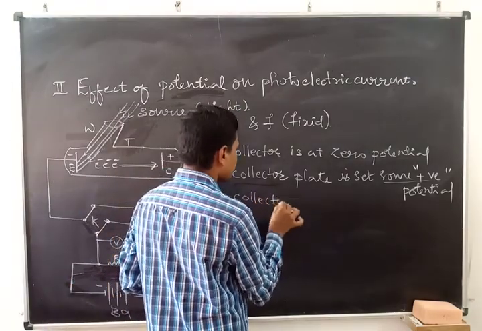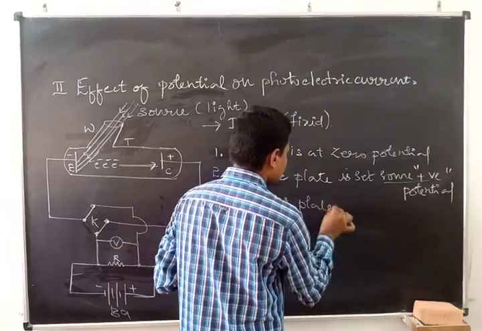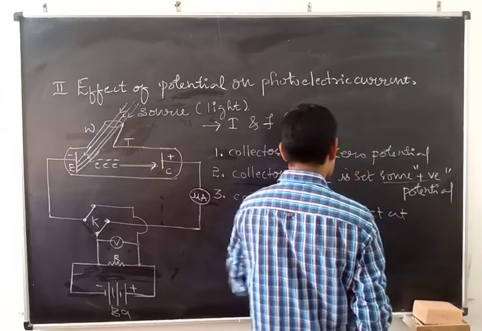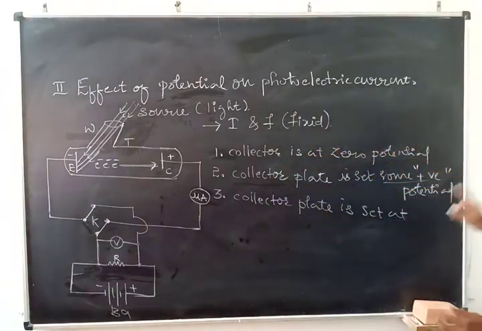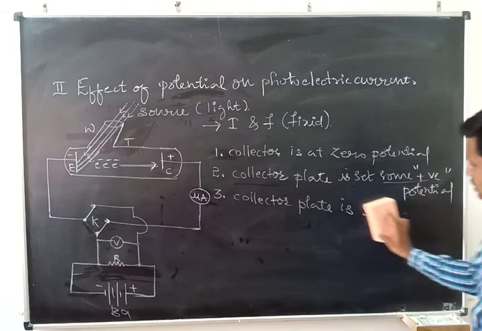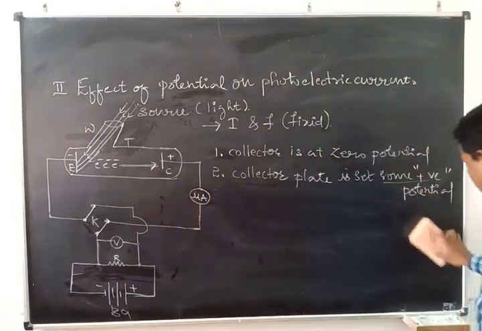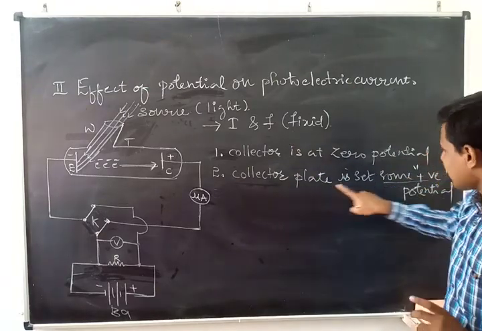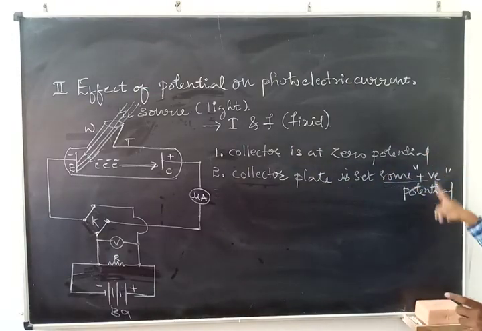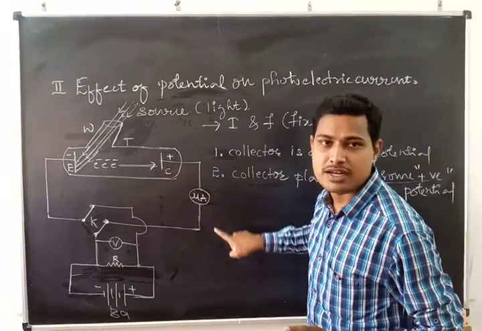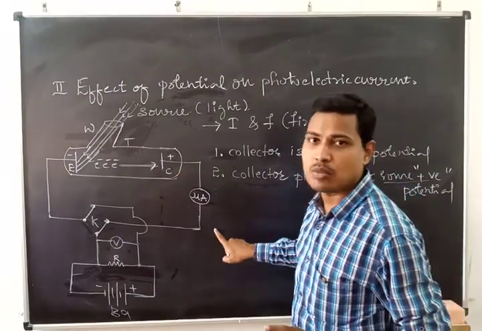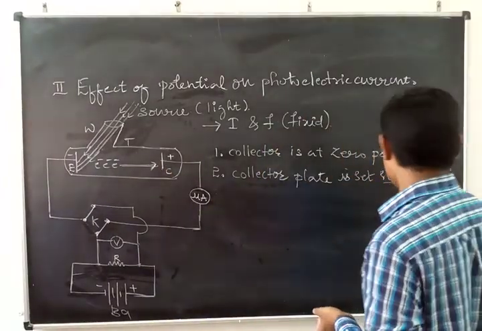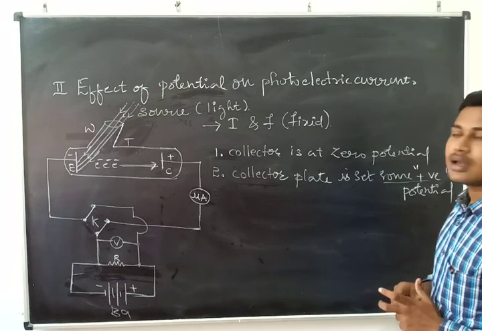Another point I would like to suggest here. Recall that when the collector plate is set at some positive potential, we noticed that the photoelectric current will be more. Why will the photoelectric current be more? Because more and more electrons will be attracted towards the collector plate.